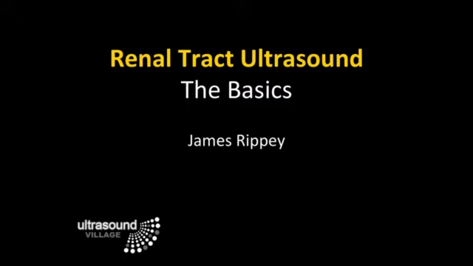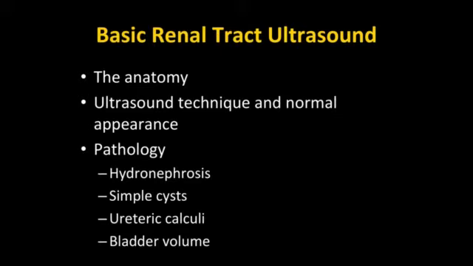This is a lecture on renal tract ultrasound, and it's an introductory lecture. What we're going to cover in this lecture is the normal anatomy of the kidneys, the ureters and bladder. Then we're going to go through the ultrasound technique and the normal ultrasound appearance of those organs. And then we're going to touch on some pathology, so looking at hydronephrosis, simple cyst recognition, ureteric calculi, and measuring bladder volume.